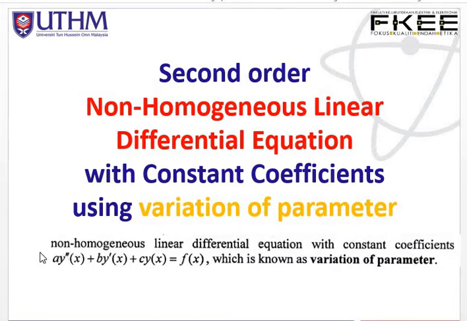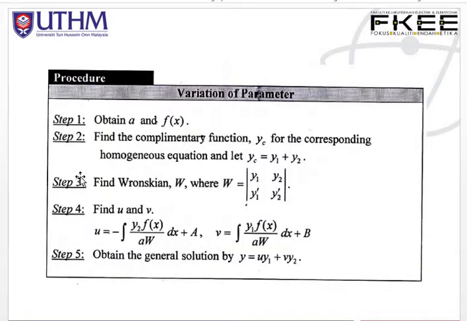This is the equation, the second-order non-homogeneous linear differential equation. So a constant coefficient means that you have the constants A, B, and C. ABC is a constant coefficient. Okay? And we name it as a variation of parameter. Here is the procedure to solve the problem using the variation of parameter.